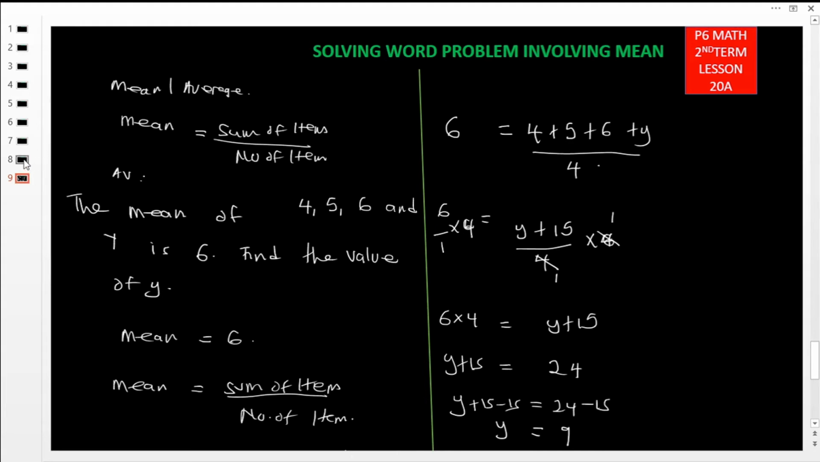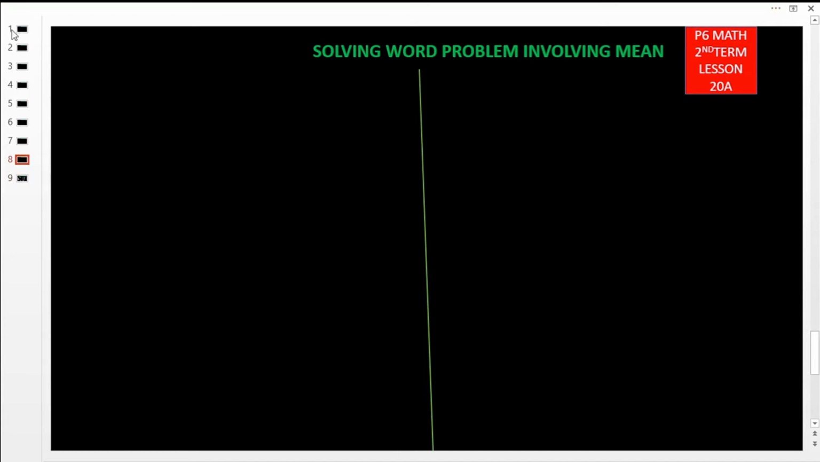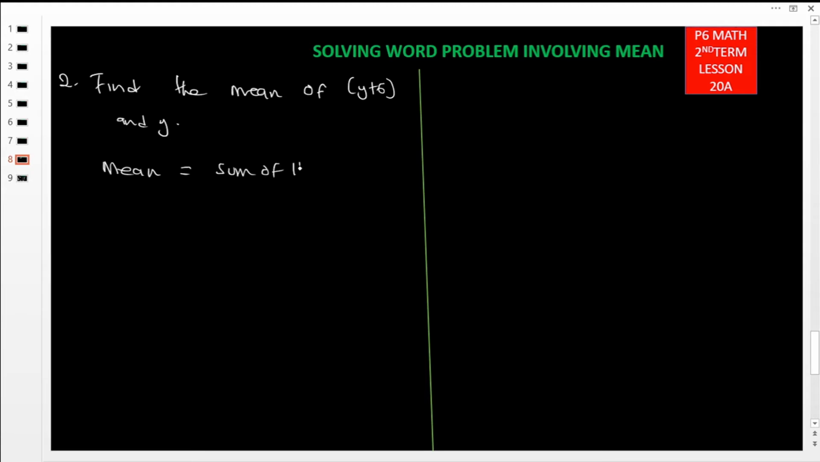Let us get another example here. So this example is telling us to find the mean. So our example number 2 says find the mean of brackets y plus 6 and y. So how do we get mean? Mean is equal to sum of our items out of number of the items given there. So what is the item number 1? Y plus 6, then plus another item which is y, all over 2.